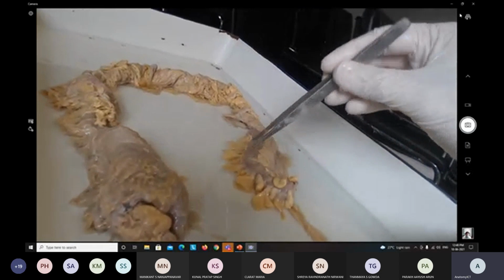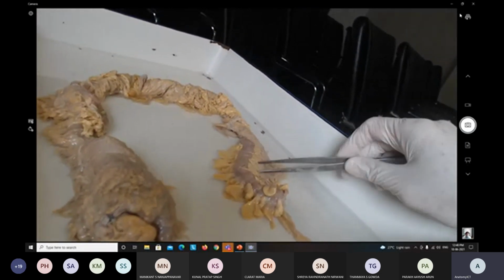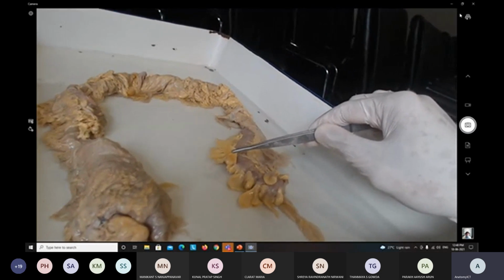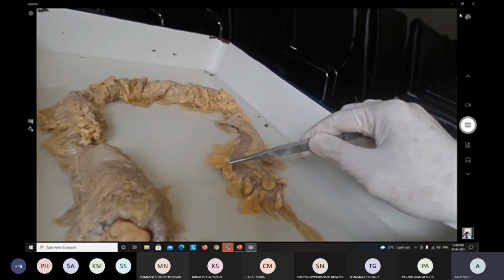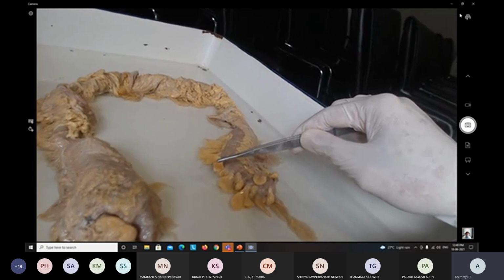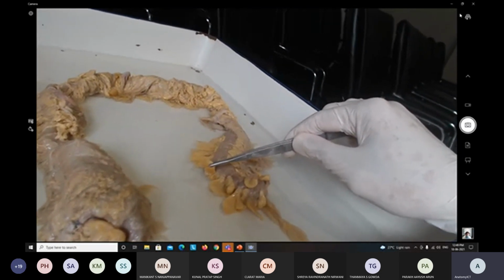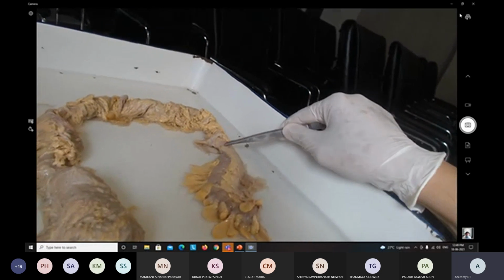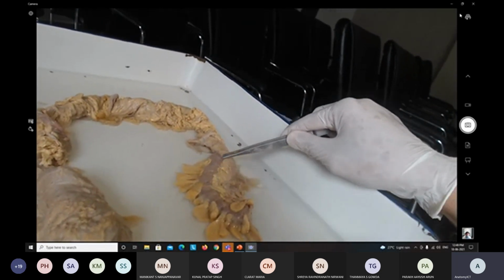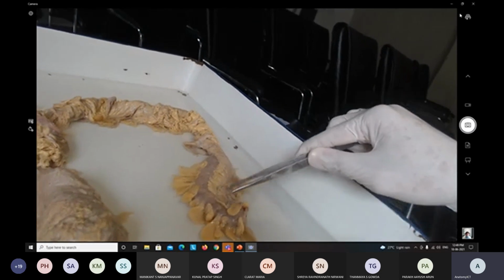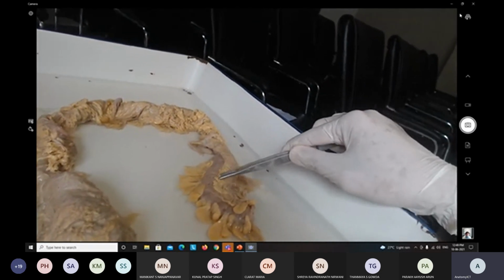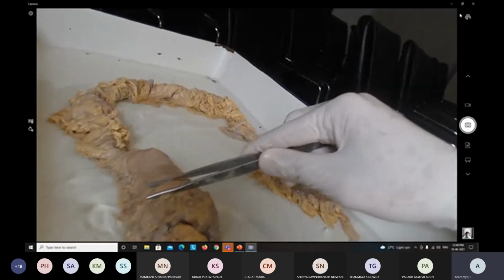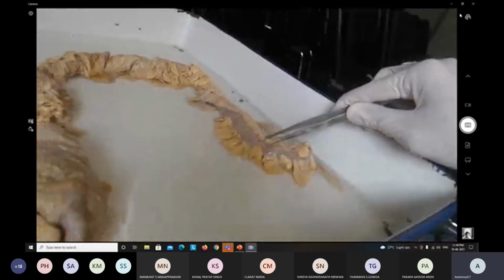So here what I want to show is, see, this one is the fatty pouches. Yes, you can make out here. This is called the appendices epiploicae. Now, whatever this longitudinal line you can see here, the longitudinal muscle cord, is called the tinea coli.